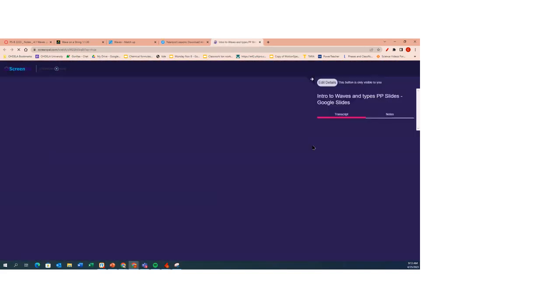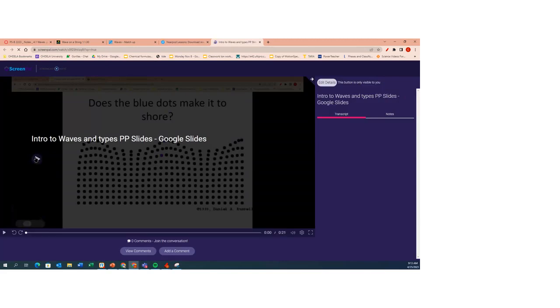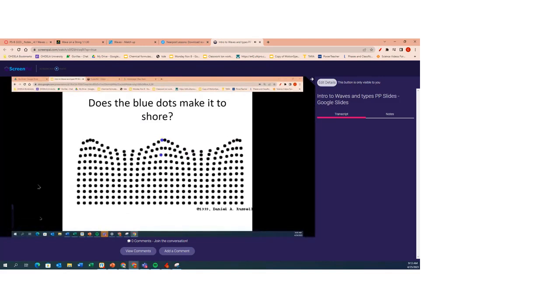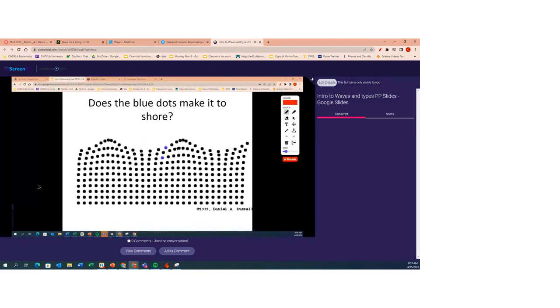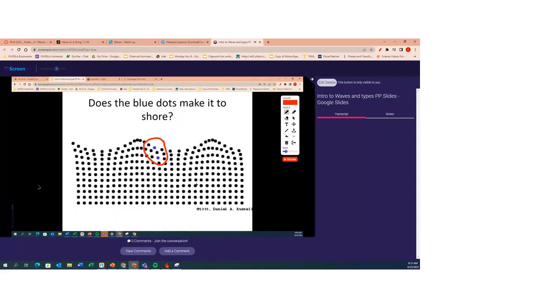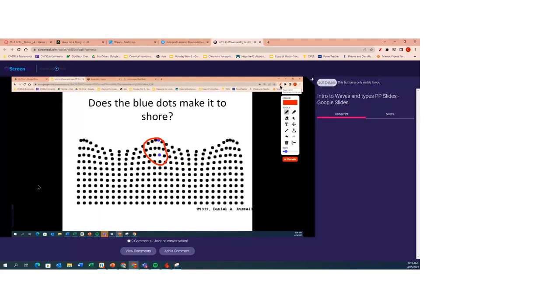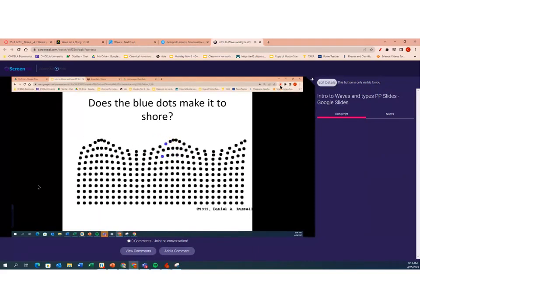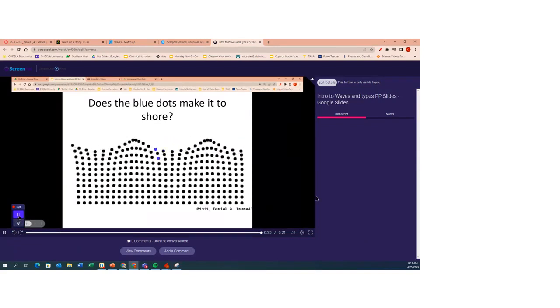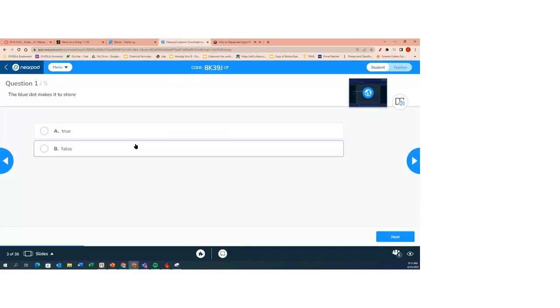If you guys can get in there, the blue dot makes it to shore. So if we take a look at the image here, here's the video, and here's my voice. I'm circling the blue dots so you can see they're just wobbling back and forth, right? So it does not make it back to the shore, does it? Nope. Does not make it back to the shore. All right. So that is a makes it to shore. That's false. Next.